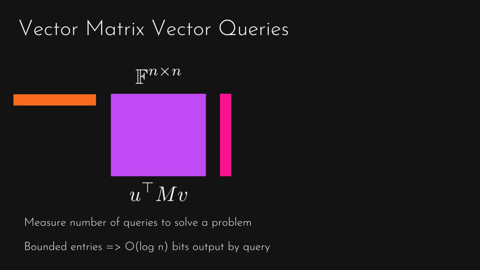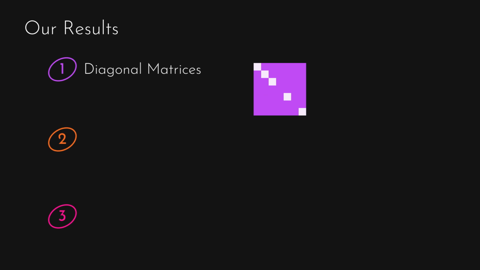Now that I've defined the model, let's move on to actually explaining some new results. Today I will talk about 3 different problems and explore their query complexities in the UMV model. The first problem involves diagonal matrices, which have the property that all non-zero entries lie on the main diagonal. The task is to determine whether the unknown matrix M is diagonal or not.